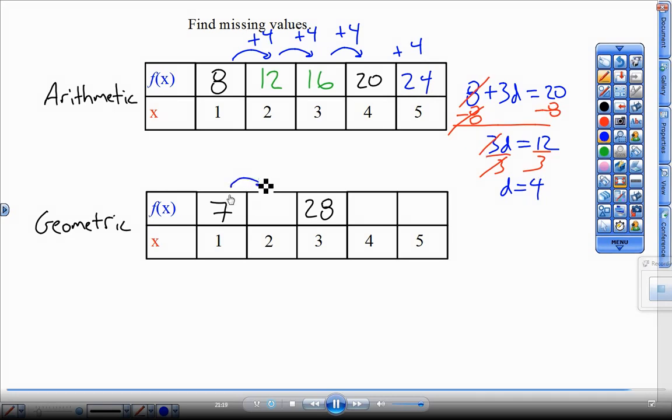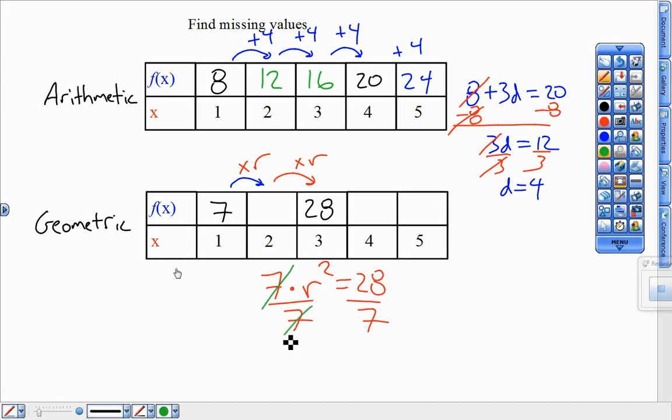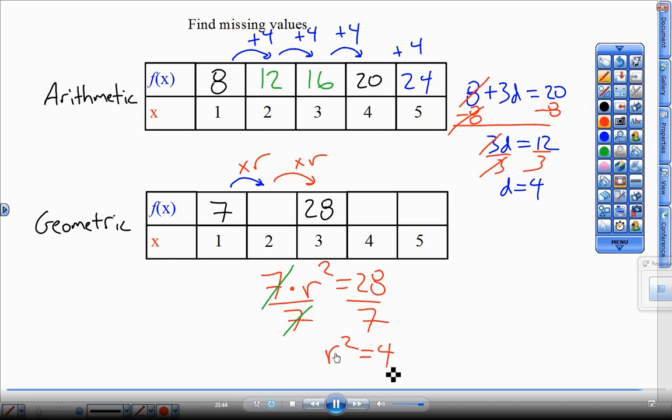This one is 7, not plus D, but 7 times some number R, times that same number R again. So this would be 7 times, some of you put plus there, nope, 7 times R to the second power equals 28. So right here, the opposite of timesing by 7, divide both sides by 7. That gives me R to the second power equals 4. And then you'll square root. The opposite of squaring, square root.